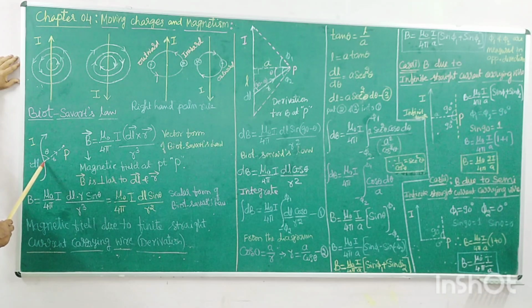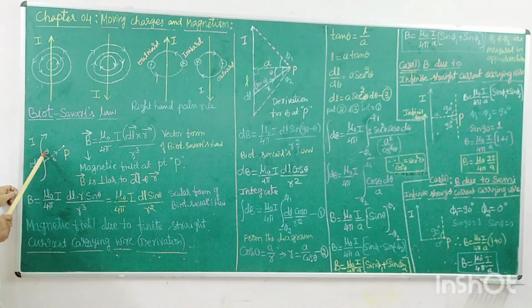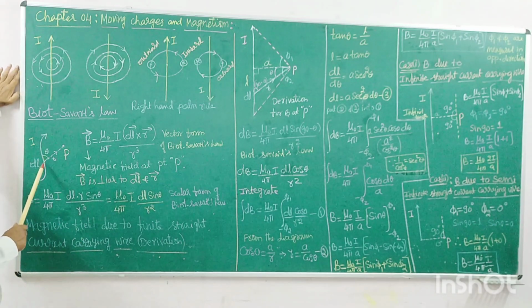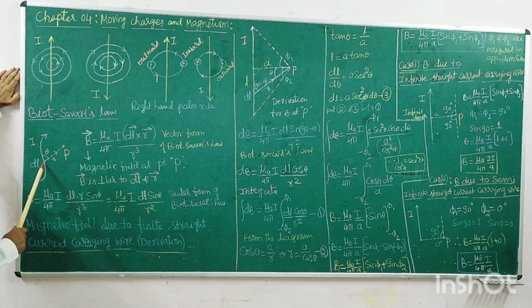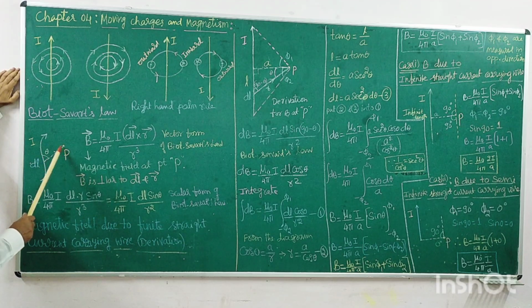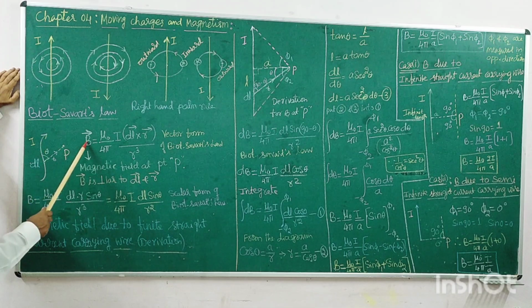So dl, this small length, is a vector, and r is a vector, the position vector. The distance between this point and this point is a vector. These two vectors are separated by angle theta, that is the angle between these two vectors. About this diagram, what amount of magnetic field does this element produce at this point due to this conductor? This is the one given.